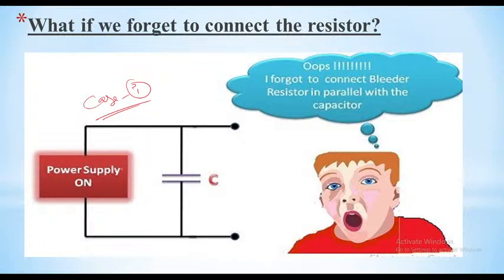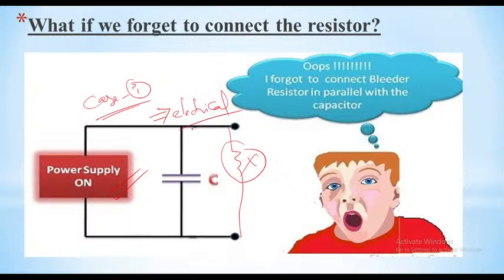Here I am switching on the power supply. The power supply is on, the capacitor is there. I am considering just a simple example. The power supply is on and the capacitor is there, but the bleeder resistor is not connected in this circuit. So what will happen? If you do not connect the bleeder resistor in parallel with this capacitor, the operator will experience an electric shock.